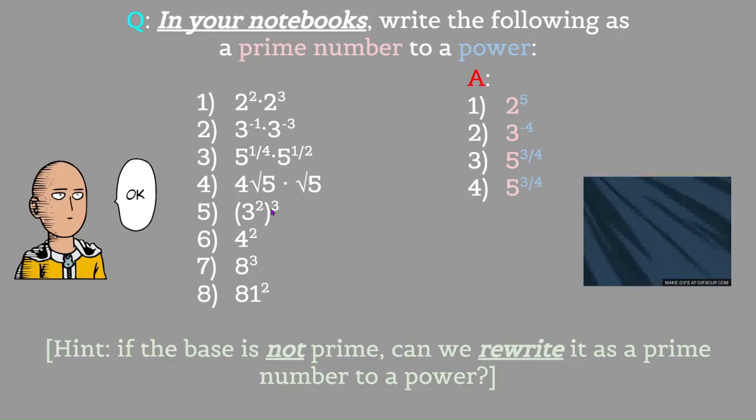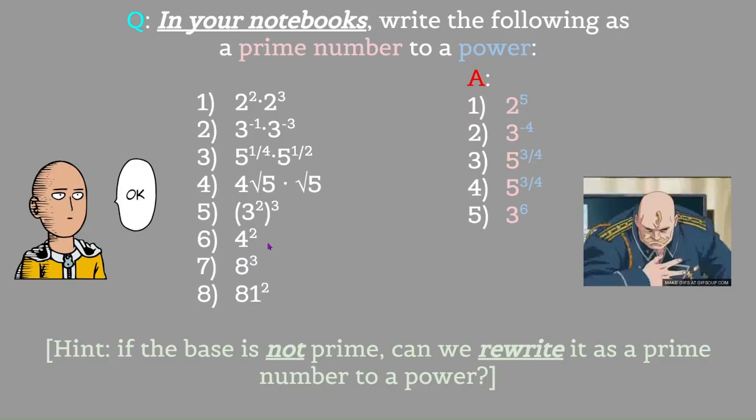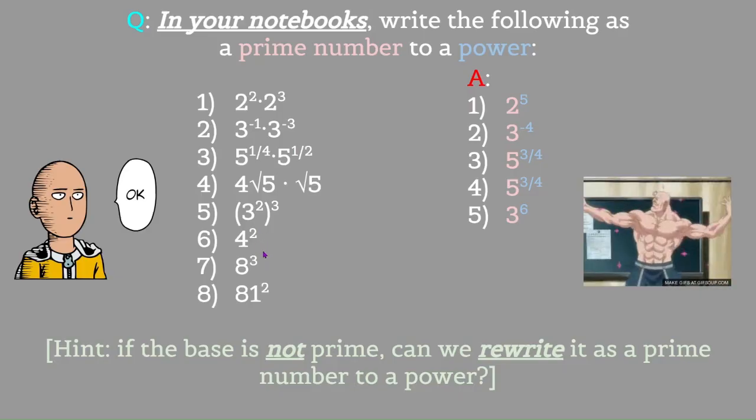When you see something like this, you are multiplying these two numbers together. Instead of adding indices, you're going to multiply. So 2 times 3 gives you 3 to the 6th power, right? All right, here is where we get bases that are not prime. So you're going to have to remember some prime factorization here.